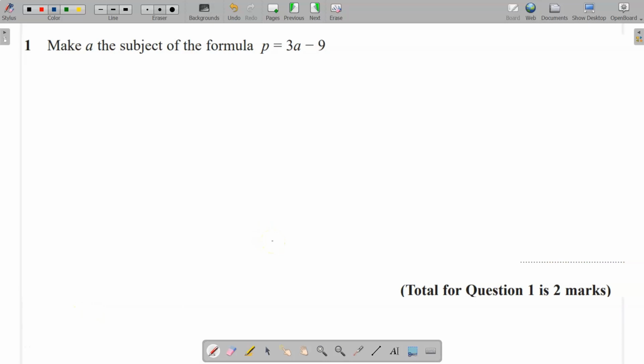Okay, in this question we just have to rearrange the formula to make A the subject. Very simple here, just a couple of steps. So we start with P, we add the 9 to both sides, and that will give us 3A. But we only want A, so we need to divide both sides by 3. So we can simply conclude that A equals P plus 9 over 3. And that's it.